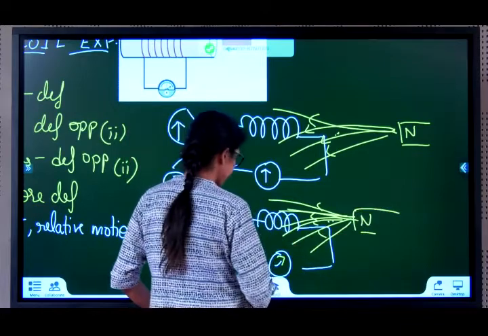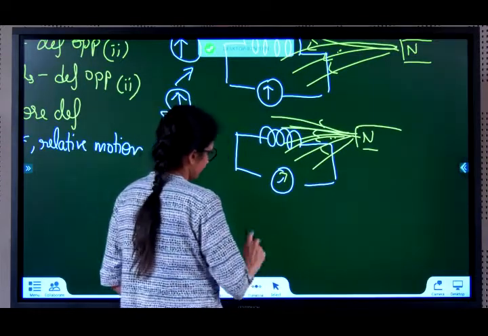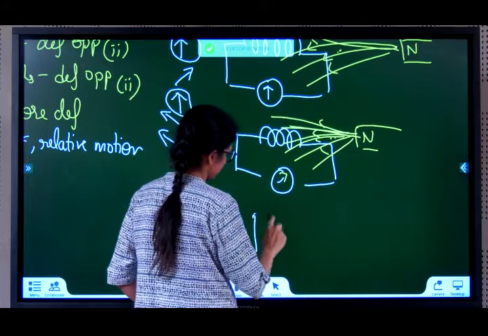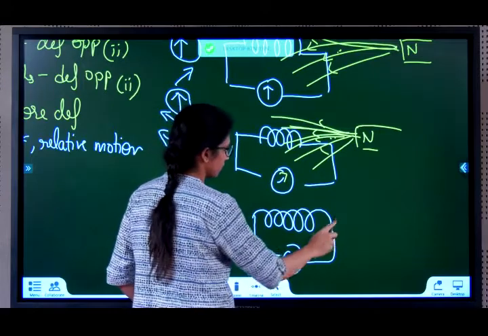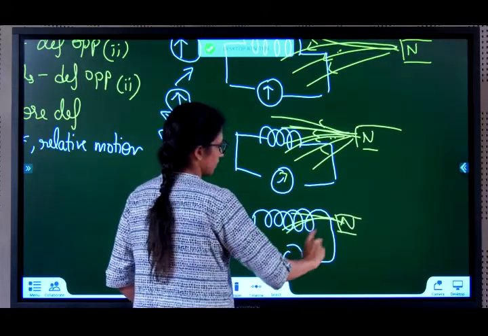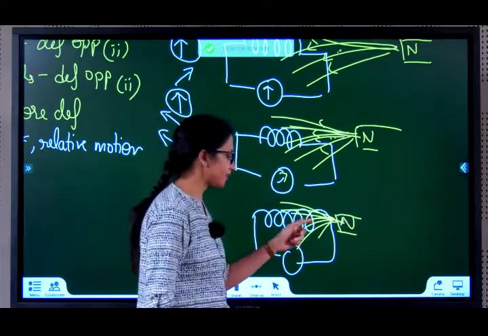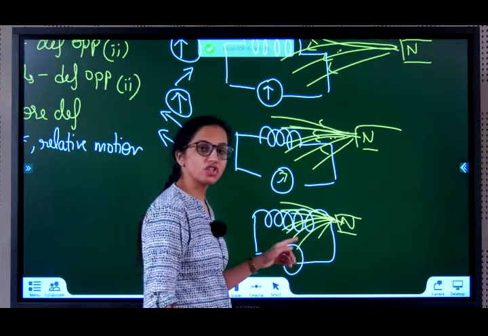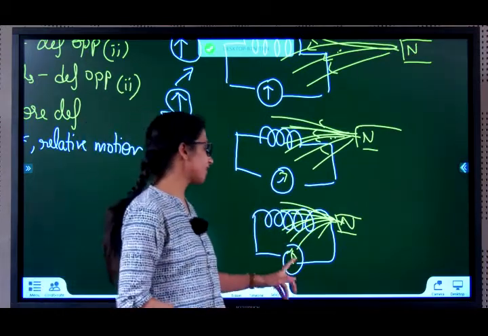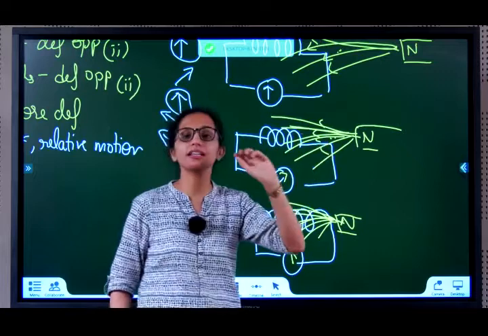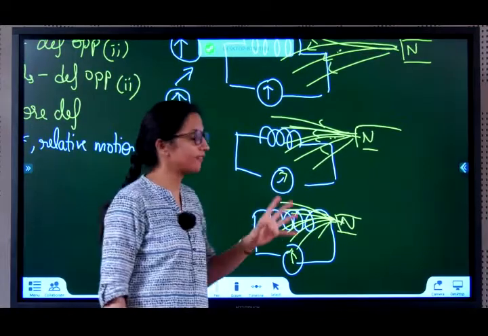Now, if I bring this magnet and keep it very close here, now it is kept stationary. There is magnetic field linking with the coil. But is it changing? No. Which is why there is no deflection. So the point to be noted here is, there is a deflection only when the magnetic field linking with the coil is changing.